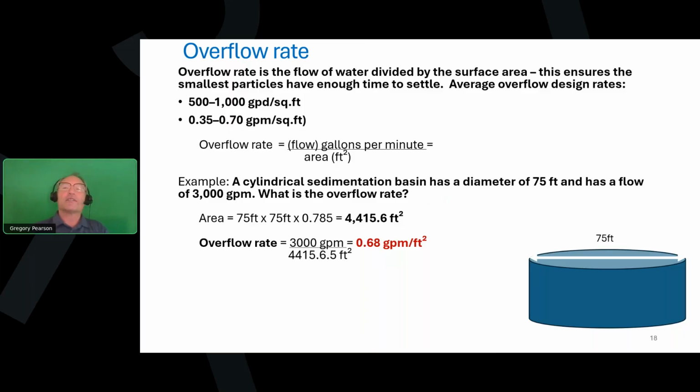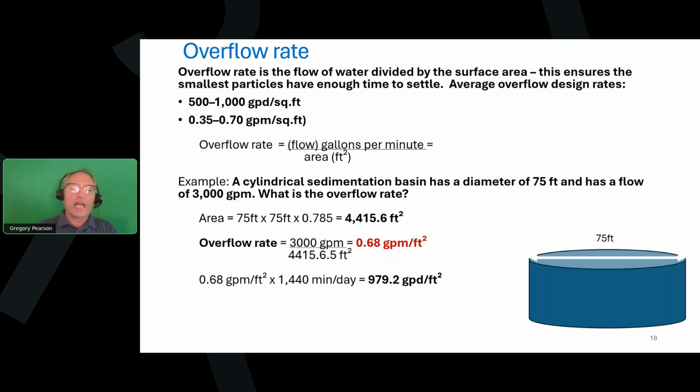If we look up at our design standards, that fits within the average overflow design rates, just under that 0.7. It's toward the higher end. So keep in mind that 0.68 gallons per minute per square foot. I'm going to use that in the next slide as an example.